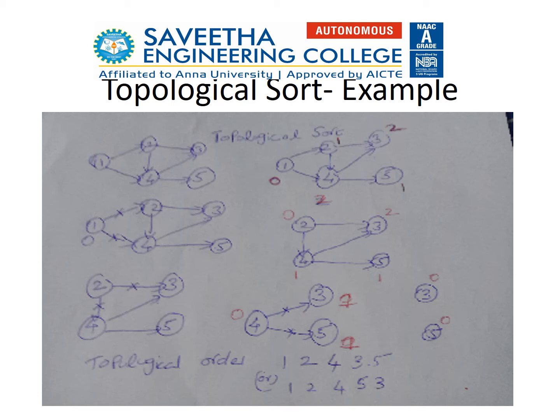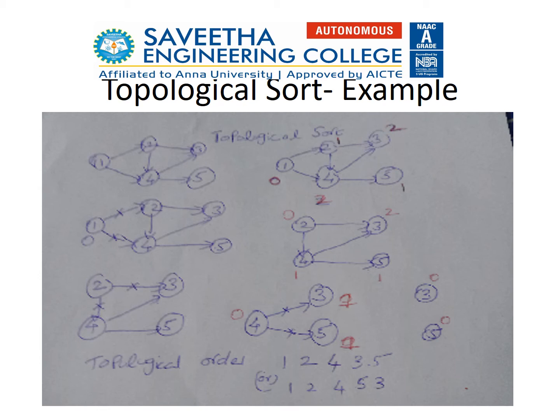For node 2, there is only one incoming edge, so the in degree is 1. For 3, two edges are coming in, so its in degree is 2. Similarly for 4, the in degree is 2, and 5 has in degree 1. We have to start the ordering from a node with in degree 0. In some graphs we have more than one node with in degree 0, so we can start with any of them, because there can be more than one topological order for the given graph. So we start with 1.